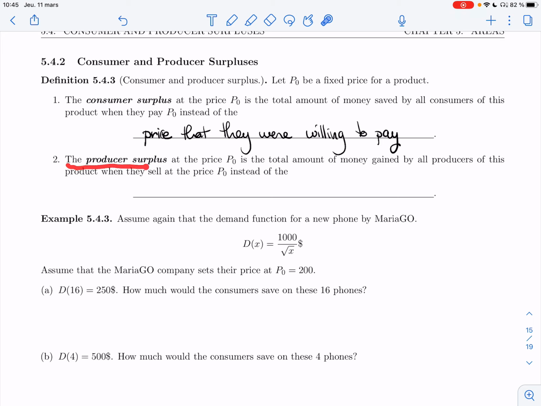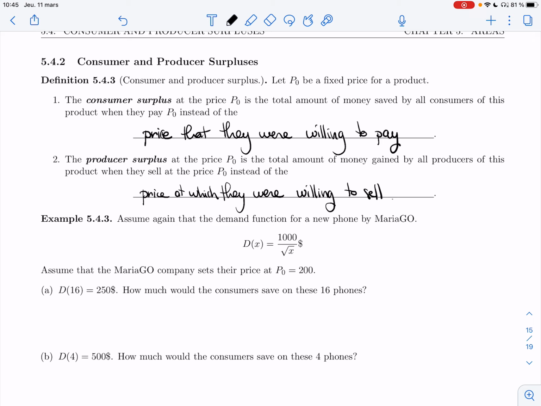The producer's surplus at the price P0 is the total amount of money gained by all producers of this product when they sell at the price P0 instead of the price that they were willing to sell at. Or the price at which they were willing to sell, sorry. So at which they were willing to sell.